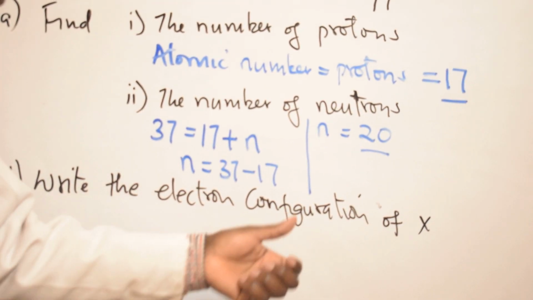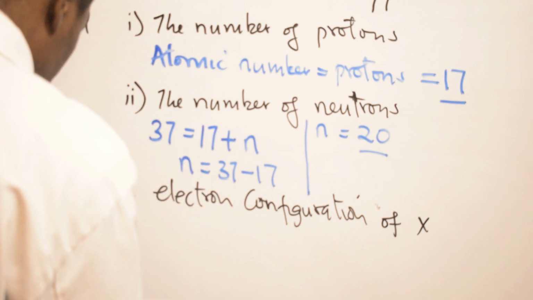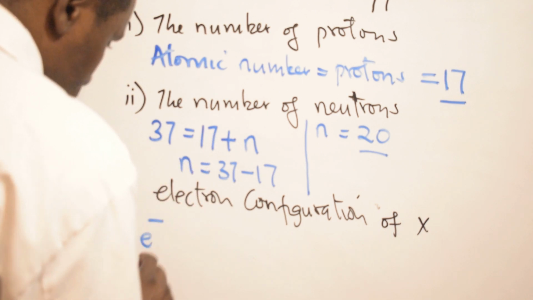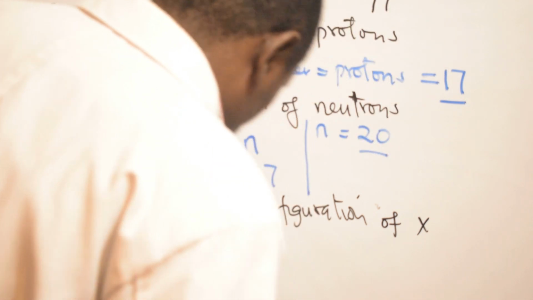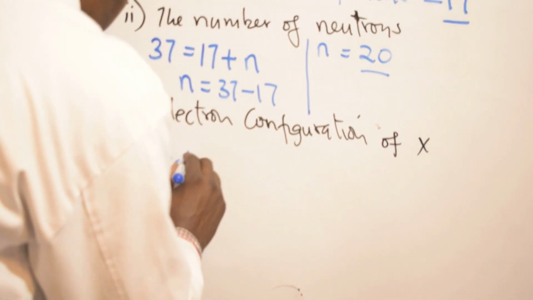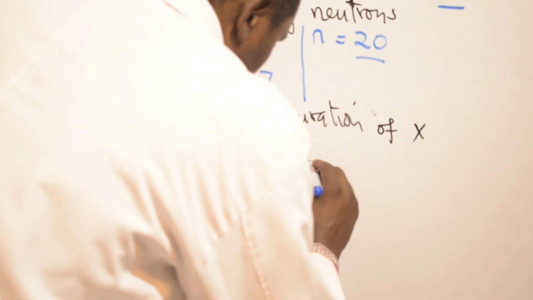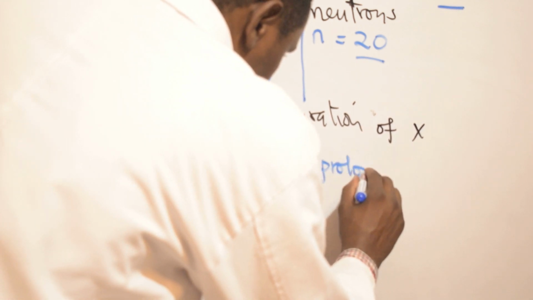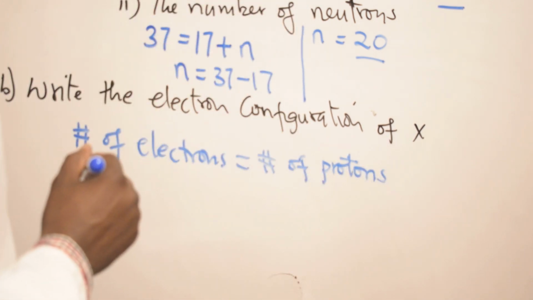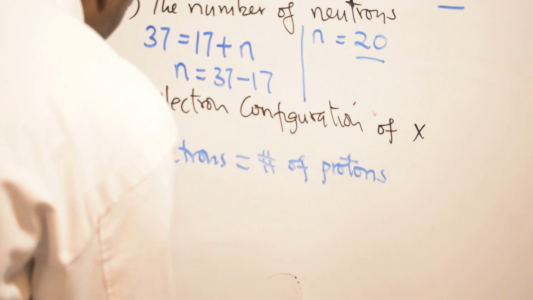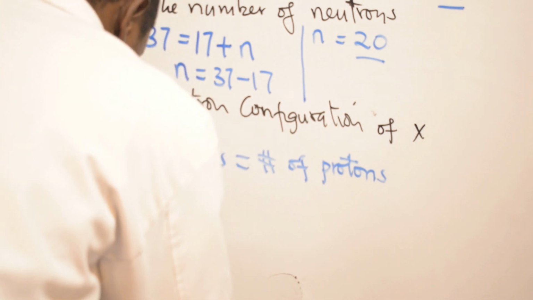Now, write the electron configuration of X. It's important to mention that in an atom, the number of electrons is equal to the number of protons. That means the number of electrons in this particular case will be equal to 17 electrons.